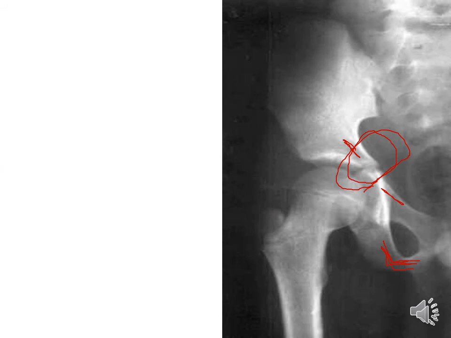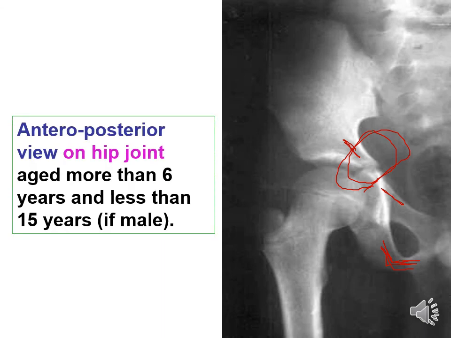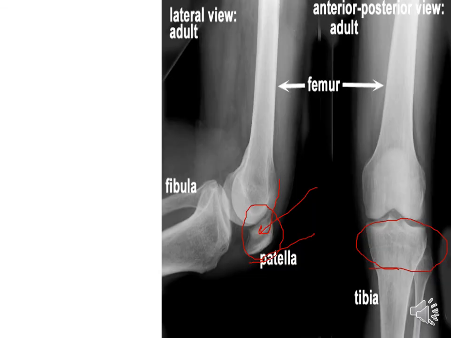Here is hip 2. If I look at the pubic and ischial rami, actually they are united. But if I look at the acetabulum, it's not united. Here I have to put an age range. I have to say that it's more than 6 years because pubic and ischial rami are united, but it's less than 15 years if male, because the hip, ischium, and ilium aren't united.